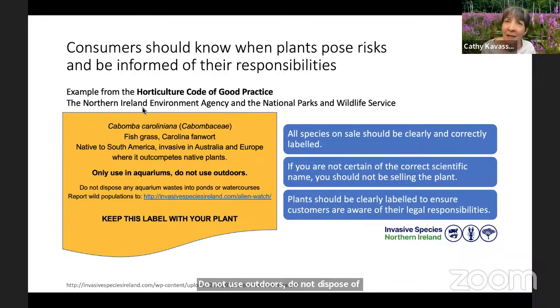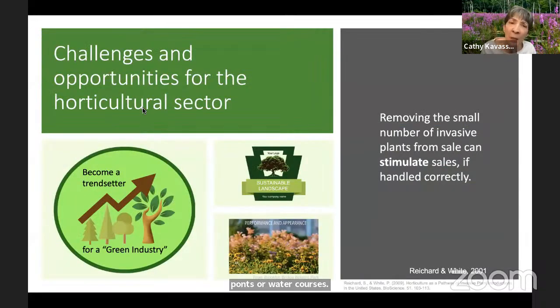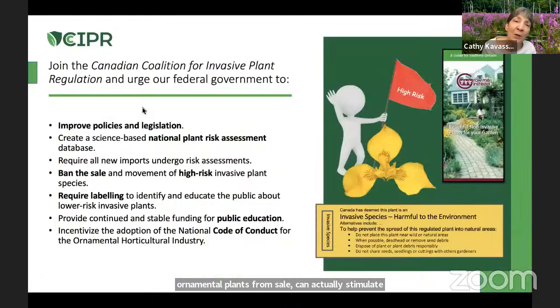This just makes sense. It will present both challenges and opportunities for the horticultural sector, but removing the small number of highly invasive ornamental plants from sale can actually stimulate sales if handled correctly. In conclusion, I invite you to join the Canadian Coalition for Invasive Plant Regulation in our efforts to better protect our economy, environment, and public health from invasive plant species.